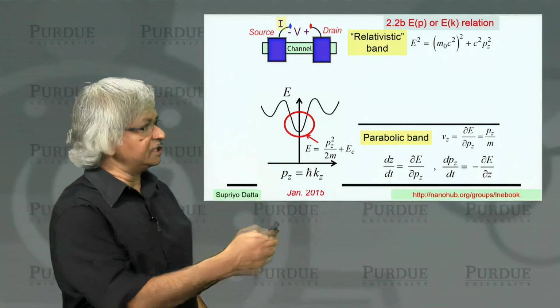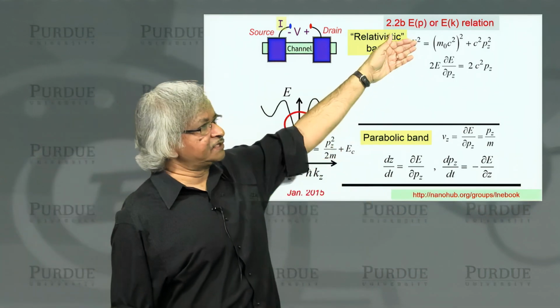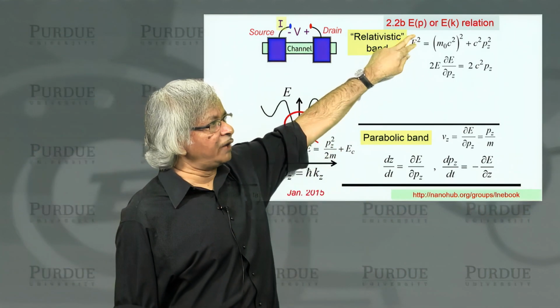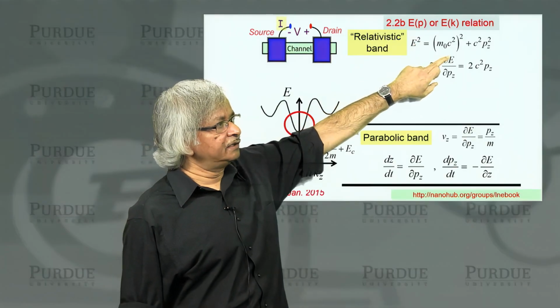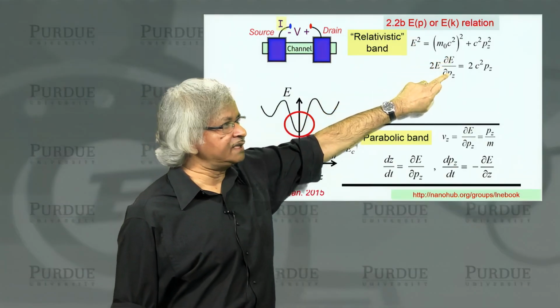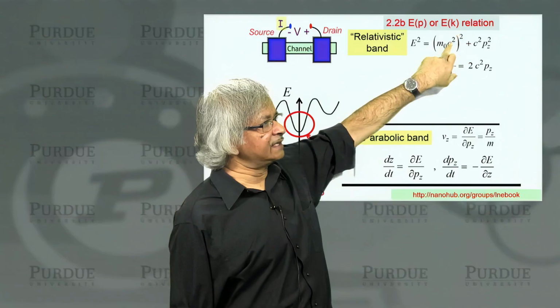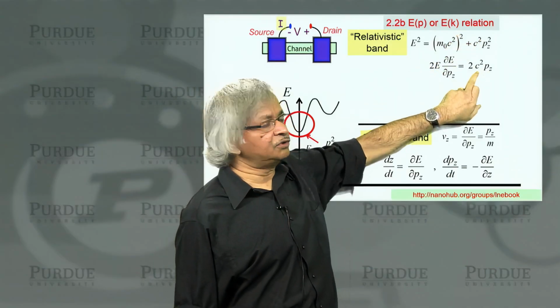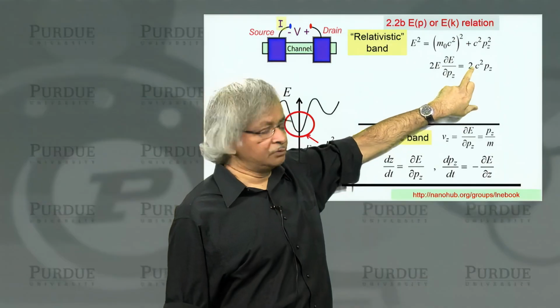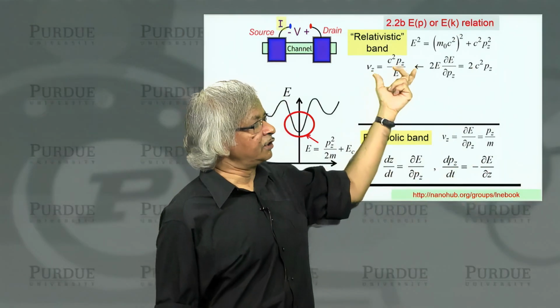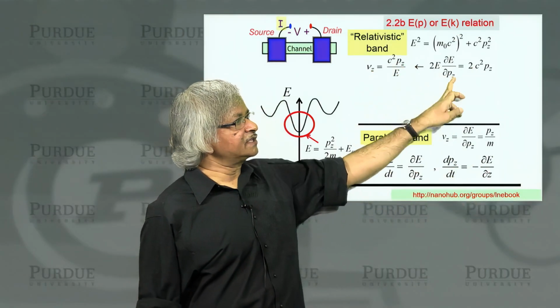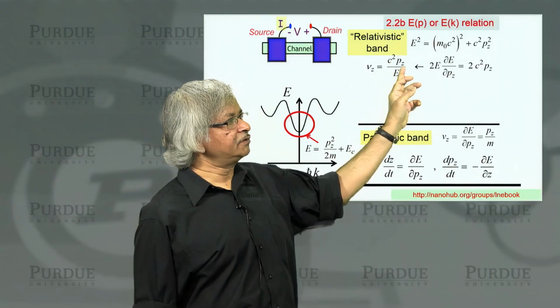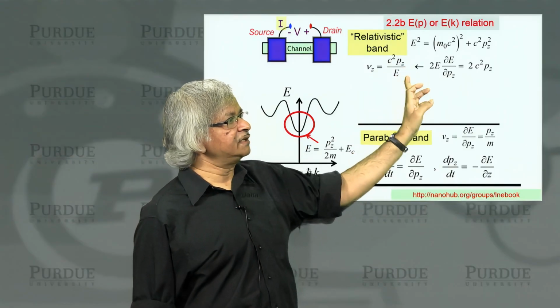And what you could check out easily is, well, let's take the derivative of E squared, so I get 2E times the derivative of E with respect to pz. And on the right-hand side, this is a constant, so its derivative is 0. Take the derivative of the remaining term, we get 2c square pz. The 2's cancel. So what you have is, the velocity vz is equal to c square pz divided by E.